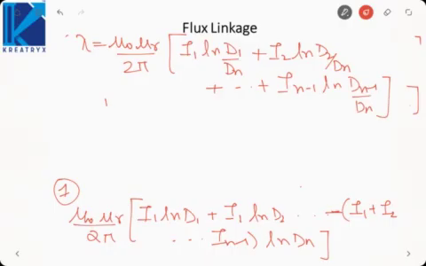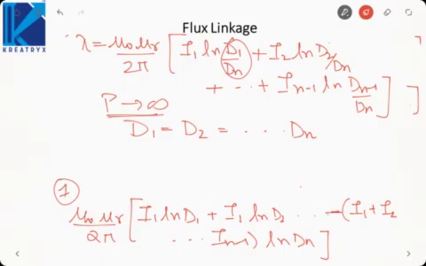Now as p tends to infinity, what will happen? Since the distance between the conductors will be negligible as compared to the infinite distance, the distances will become almost equal. So we can say d1 equal to d2 equal to dn. That means d1 by dn will be 1, d2 by dn will be 1, dn minus 1 by dn will be 1. That is why all these log terms will be 0. So the first term is reduced to 0.